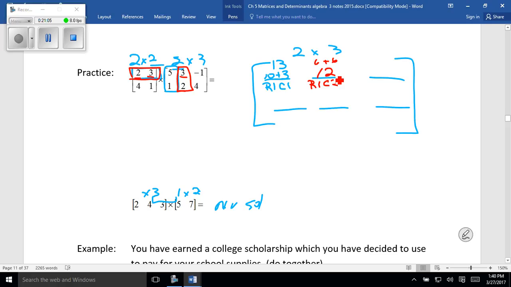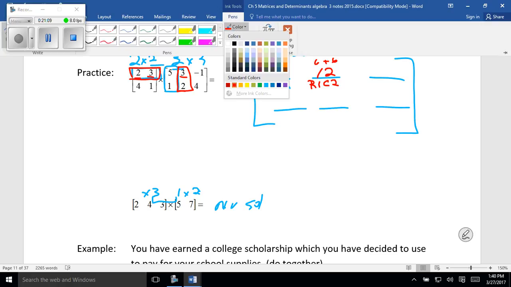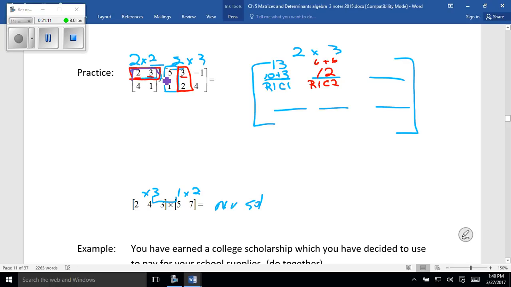Next one, who are we multiplying? Row 1, column 2. 2 times negative 1. So, row 1 again, column 3. So 2 times, which is 2 plus. Are we getting it? It's not too bad, is it?